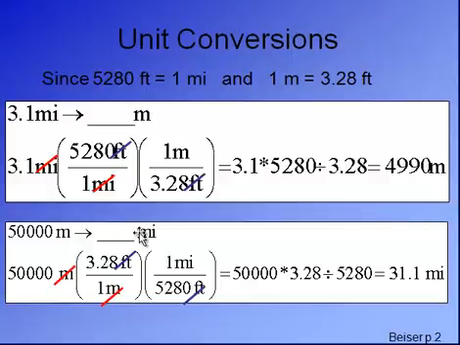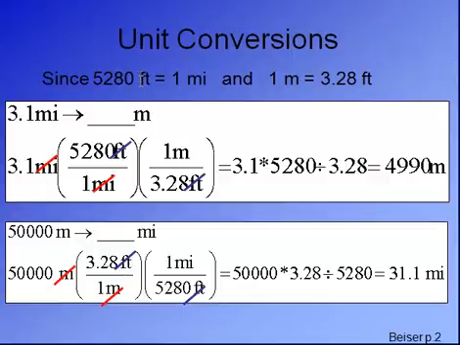This one, we're going the other way, so everything's just going to be turned upside down, right? Take the 50,000 meters. I need meters on the bottom. Right there's meters, and I can go to feet. So I stack that up, meters cancel, I'm in feet. Now I want to go from feet to miles.